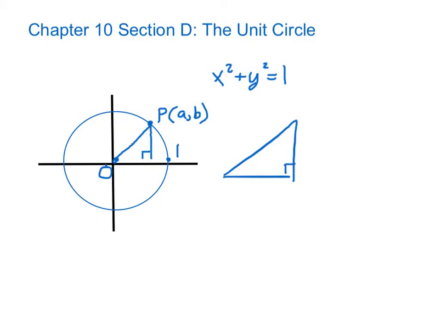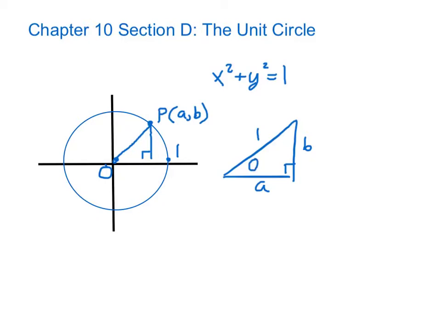We know that the hypotenuse has to be 1 because the radius of the circle is equal to 1. We know that the x, or the horizontal leg of this triangle, has to be equal to A because A is the x-coordinate of point P, and likewise the height of this triangle has to be B because the y-coordinate of point P is B.